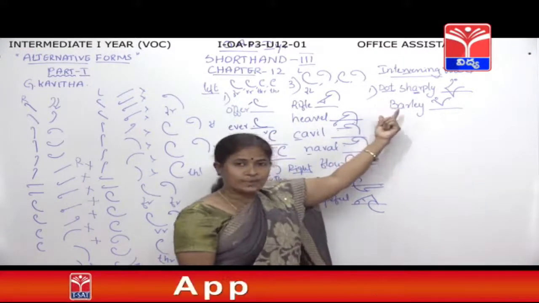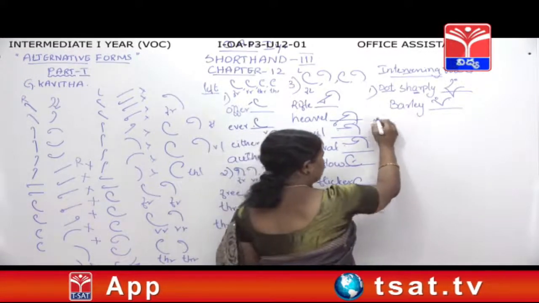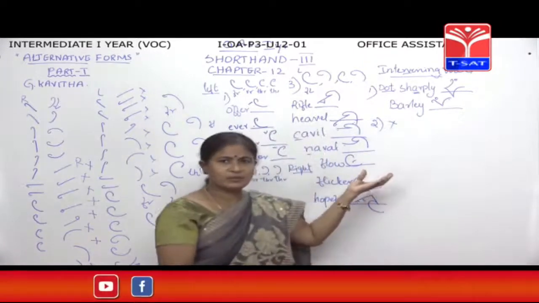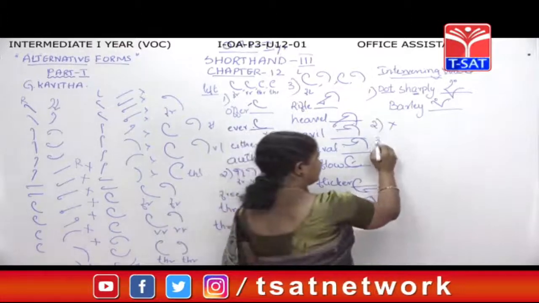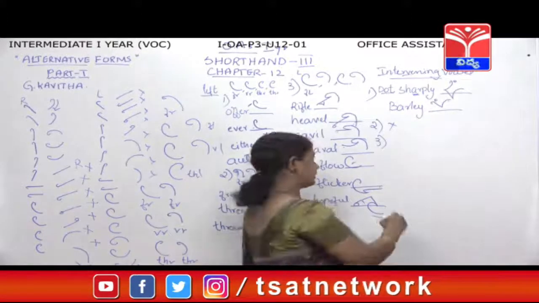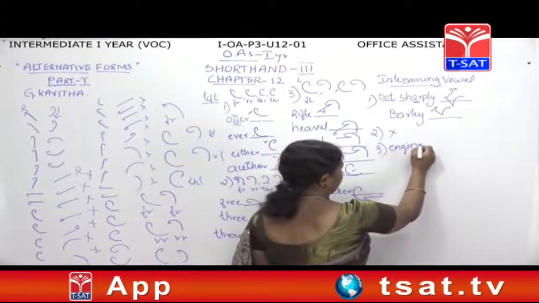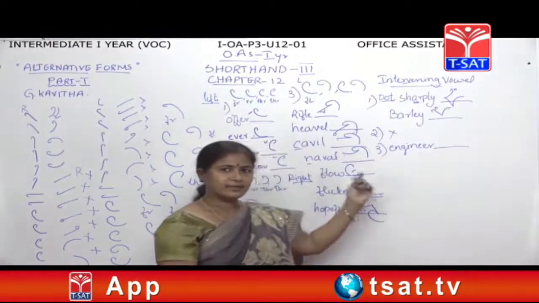If a dot vowel comes in between ish and R. Suppose second place dot vowel, almost it will not come. We don't have any second place vowel coming in between strokes and hooks. Okay. Third place vowel will come. Example, engineer. How do we write? Engineer.